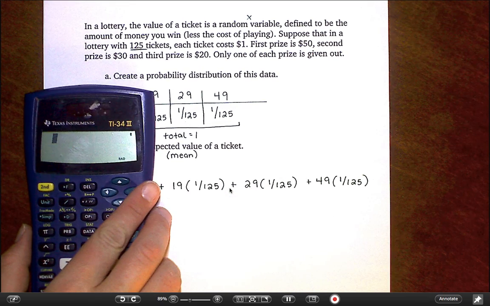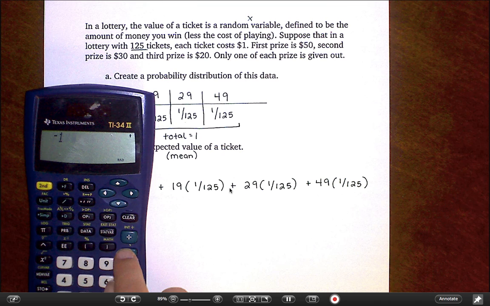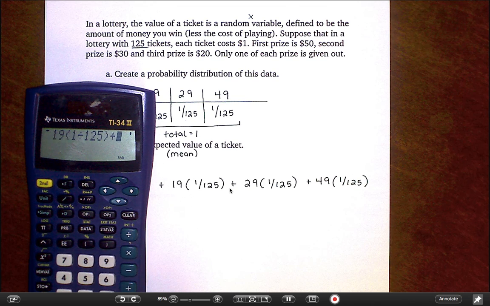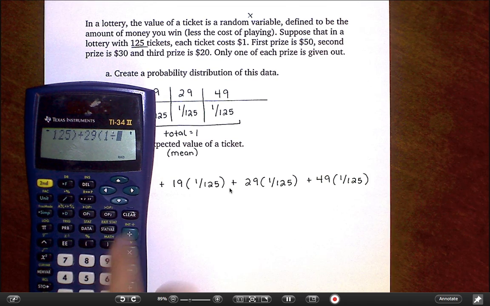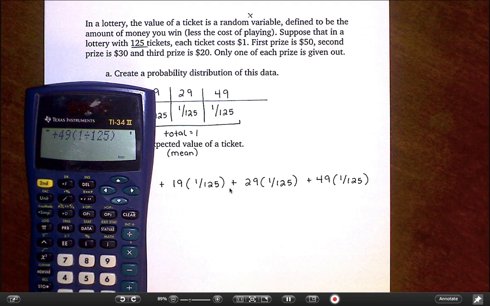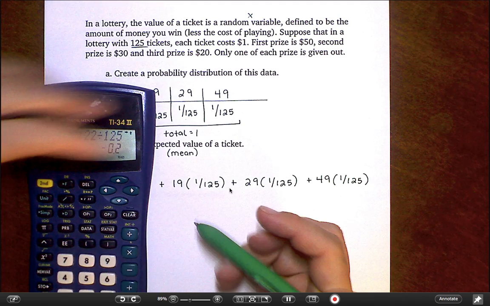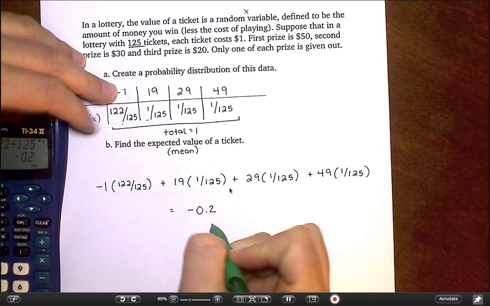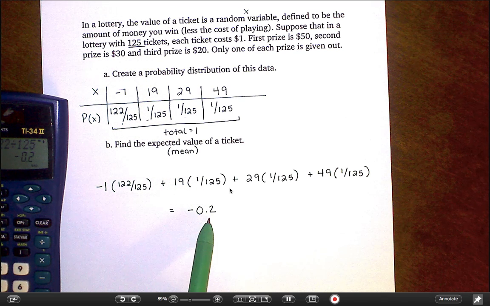Okay, so I'm going to type this in. I'm going to do -1 times 122 over 125, plus 19 times 1 over 125, plus 29 times 1 over 125, plus 49 times 1 over 125. Okay, and I get an expected value of -0.2. So that means on average, I'm expecting to lose 20 cents here.